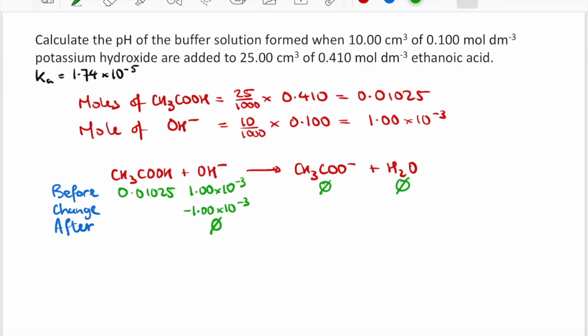So we're going to end up with 0. That means we're going to use up that number of moles of our ethanoic acid, so we subtract that. And that is how much salt we're going to make, because this is all a 1-to-1 ratio. So if we've used up this many moles, then we're going to make that many moles, 1-to-1 ratio, of the ethanoate ions. So 1.00 times 10 to the minus 3 plus, so that gives us a final 10 to the minus 3. And I'm not going to bother doing the water, but it would be the same.